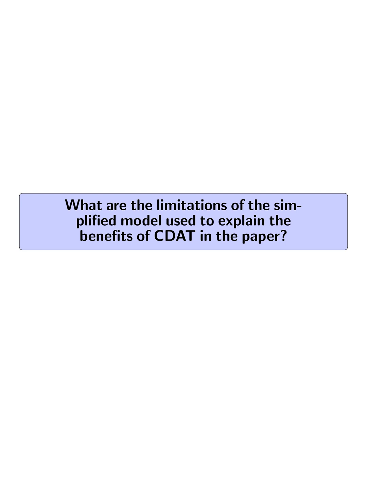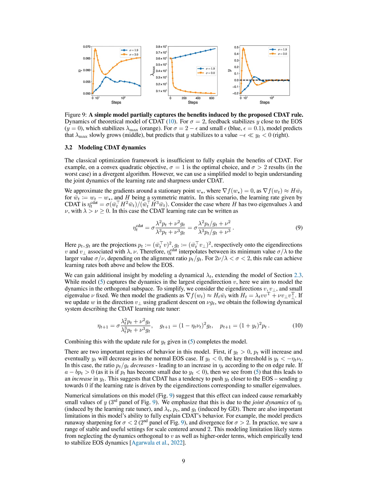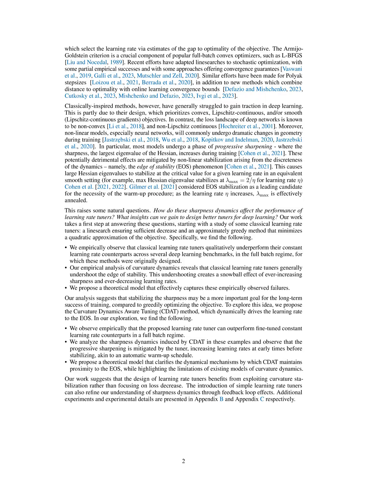What are the limitations of the simplified model used to explain the benefits of CDAT in the paper? The limitations include the prediction of runaway sharpening for sigma less than 2 and divergence for sigma greater than 2, which do not align with the stable and useful settings observed in practice. This discrepancy suggests that the model may not fully capture the dynamics of CDAT in real-world scenarios.